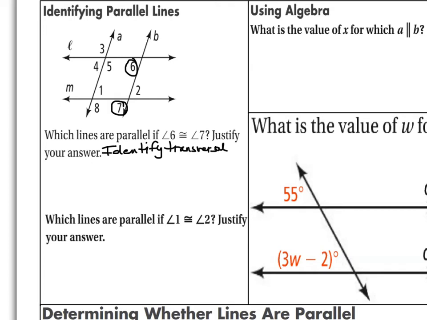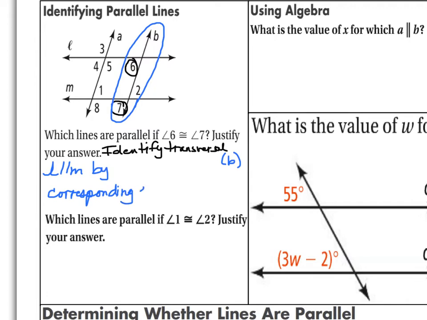Okay. On the transversal, remember the transversal includes both angles. So 6 and 7 are the angles, and they're both on line B. So B is the transversal here, okay? If B is the transversal, then I can say now that L is parallel to M by corresponding angles being congruent.